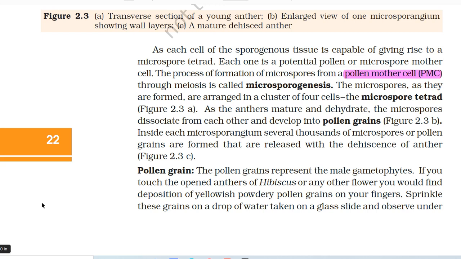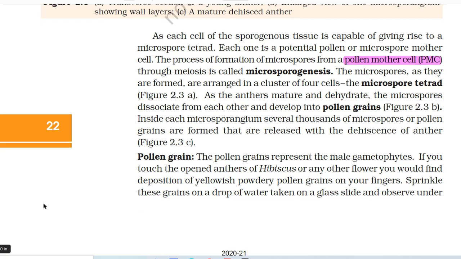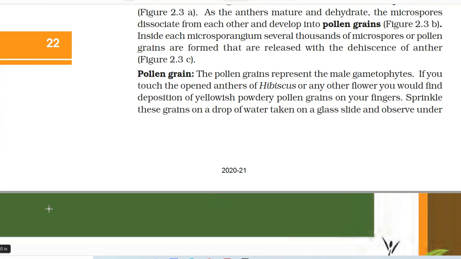As the anthers mature and dehydrate, the microspores dissociate from each other and develop into pollen grains. Inside each microsporangium, several thousands of microspores or pollen grains are formed that are released with the dehiscence of anther. Pollen grain. The pollen grains represent the male gametophytes.